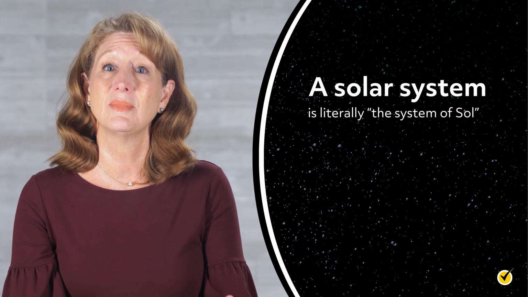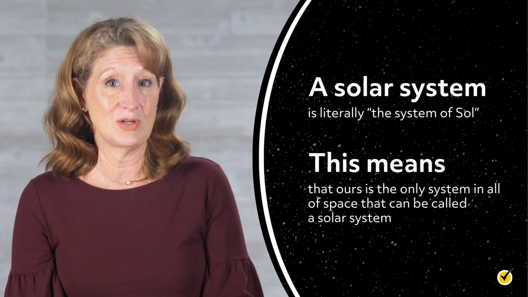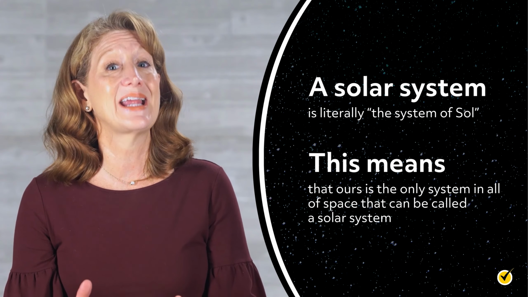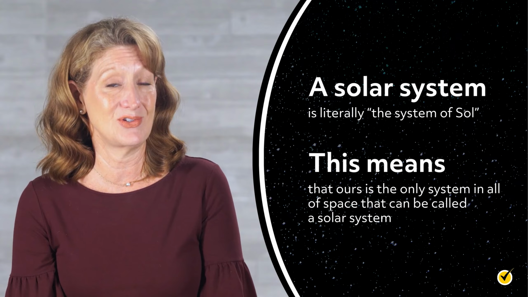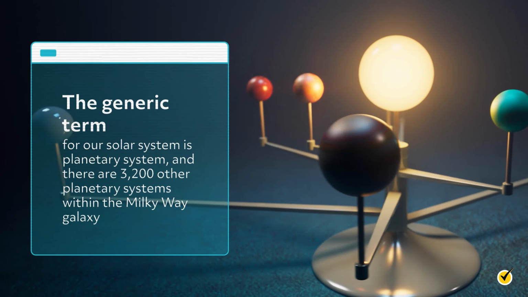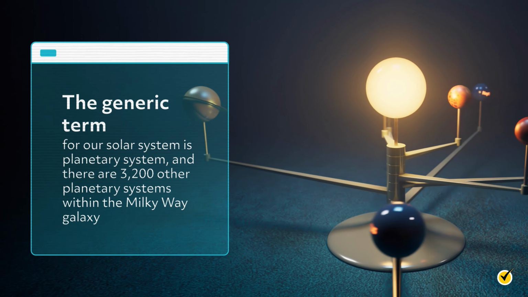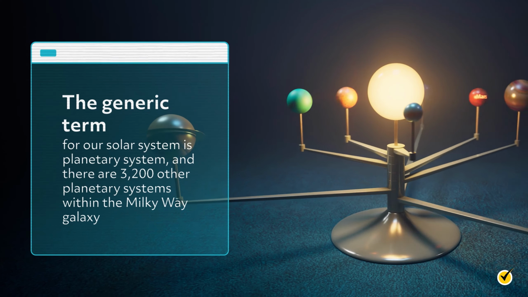Now let's think about the term solar system. A solar system isn't a system that's connected to any old sun in the sky. A solar system is literally the system of Sol. This means that ours is the only system in all of space that can be called a solar system. The generic term for our solar system is planetary system, and there are 3,200 other planetary systems within the Milky Way galaxy.